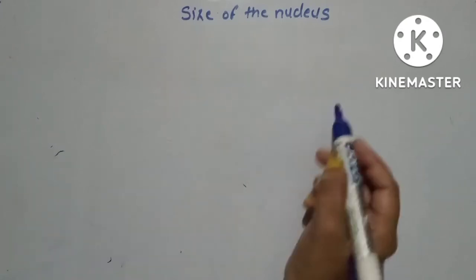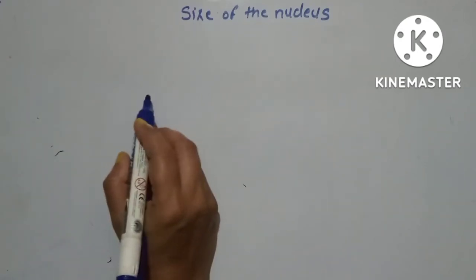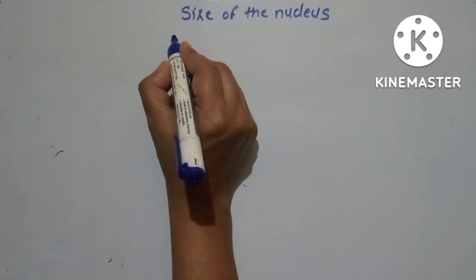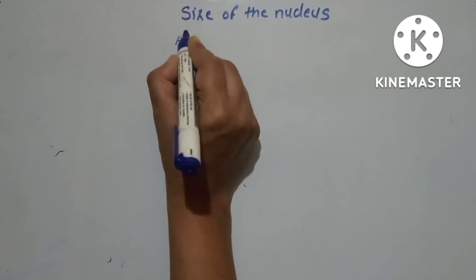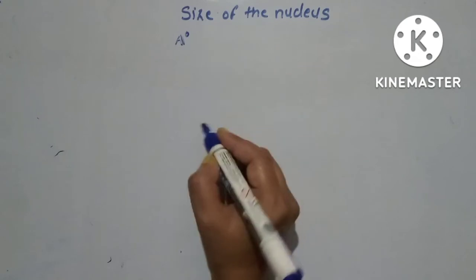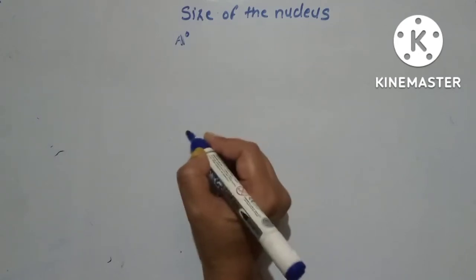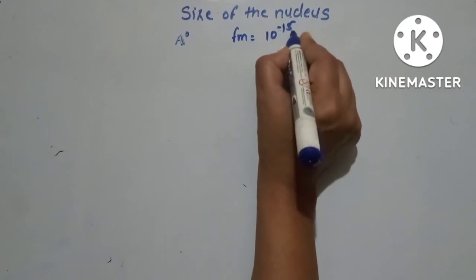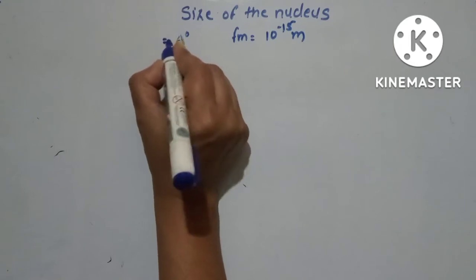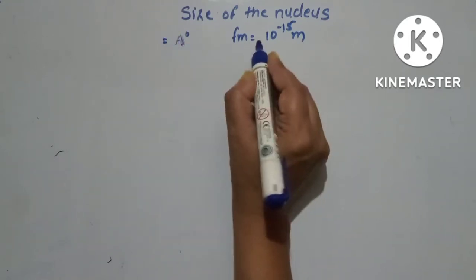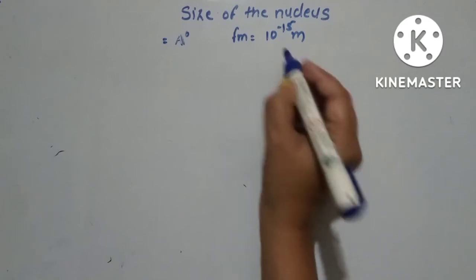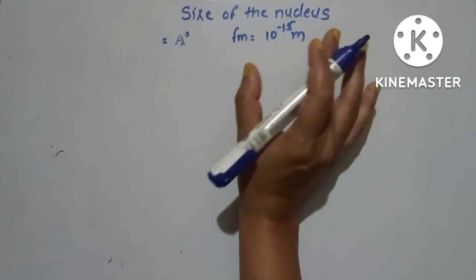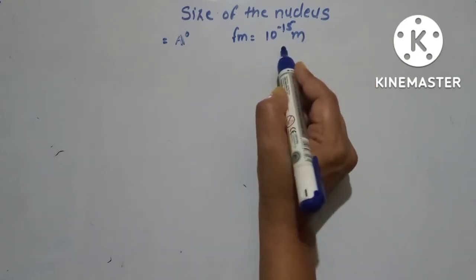So today we are going to deal with the size of the nucleus. In atomic and molecular physics, we talk about distances in angstroms. Similarly, when you are dealing with nuclear and particle physics, the size is in femtometers. A femtometer is 10 raised to minus 15 meters, while an angstrom is 10 raised to minus 10 meters. But when we go to the nucleus, we always talk in femtometers.